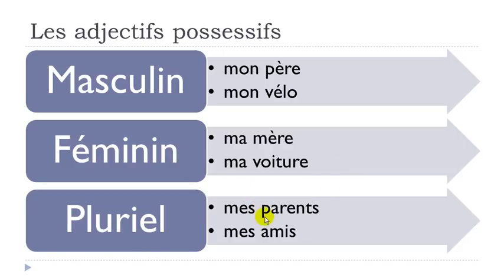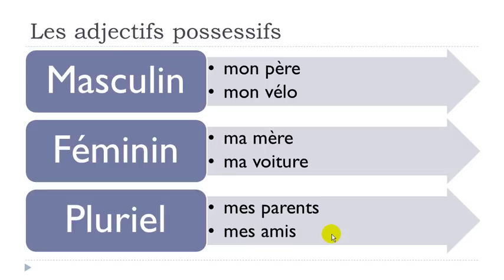Okay, and let's see now the plural. So parents, mes parents, because it's the plural form here. Okay, and then amis, friends. It's the plural form, so it's mes amis. And then let's be purist and make this beautiful liaison between these two words: mes amis.